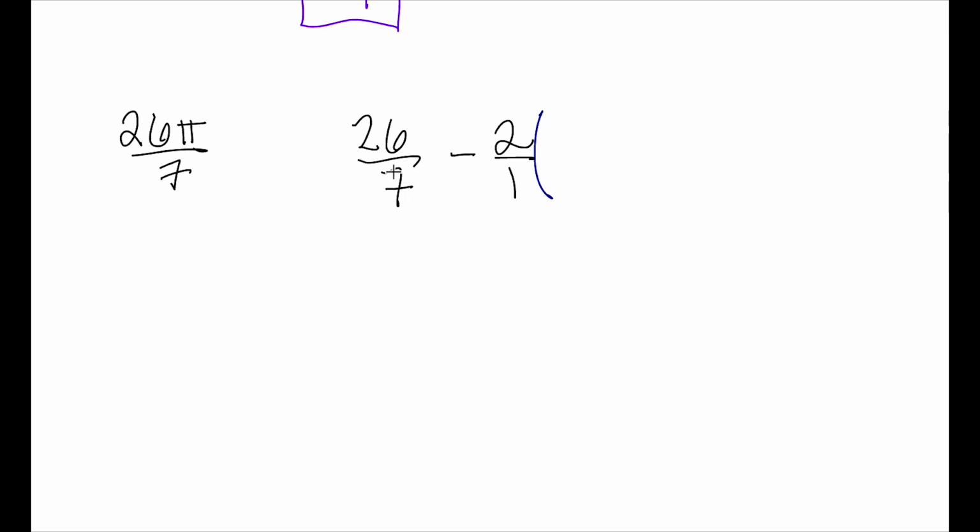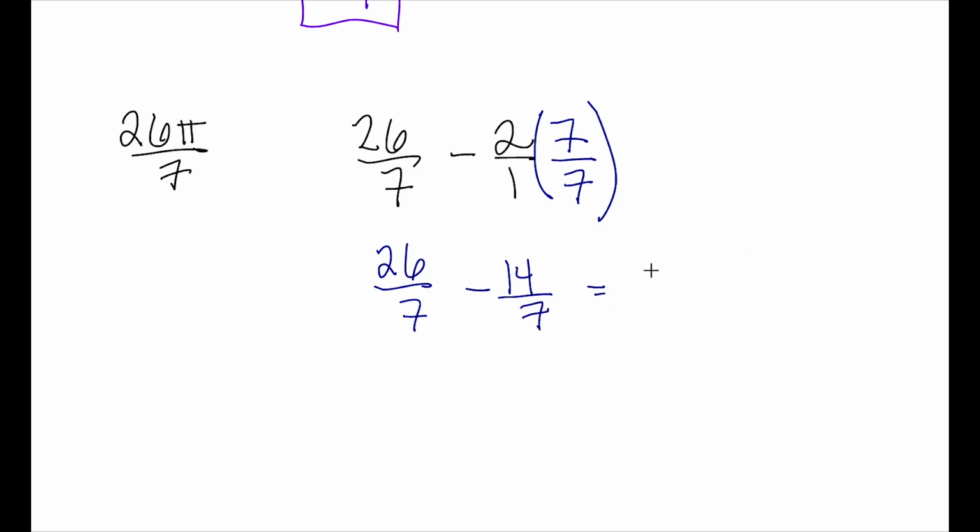Multiply the second fraction by this denominator over itself. 26 over 7 minus 14 over 7 is 12 over 7, and add the pi again.